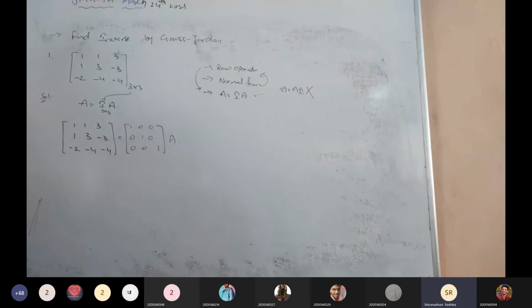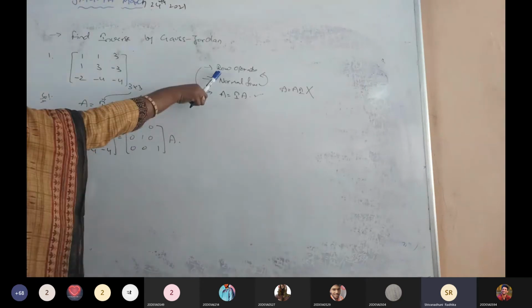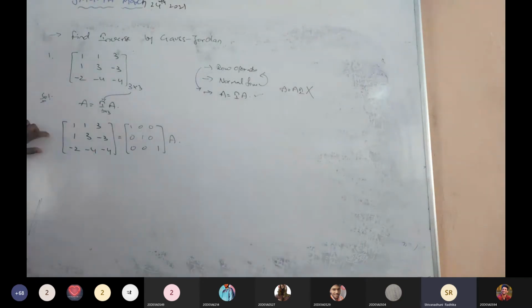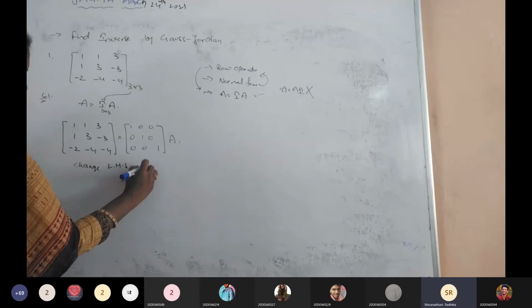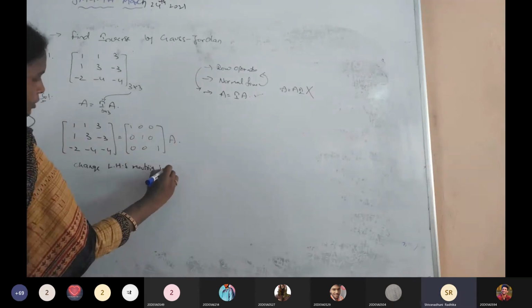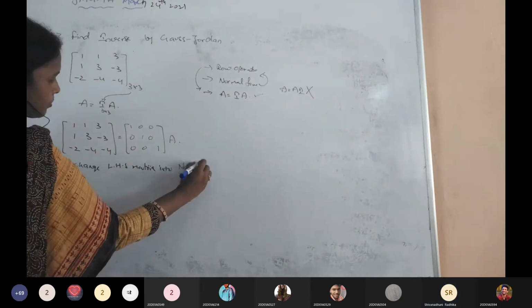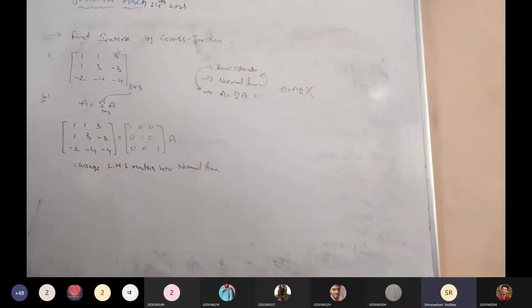And A, simply we can write capital A as it is. Change the LHS matrix into the normal form using the row operations, then we are getting the inverse of this matrix. Okay, now change the LHS matrix into normal form using only the row operations. Same. Again, what is the pivotal here? This one is a pivotal element. By using this, we need to change these two elements into zeros, right?